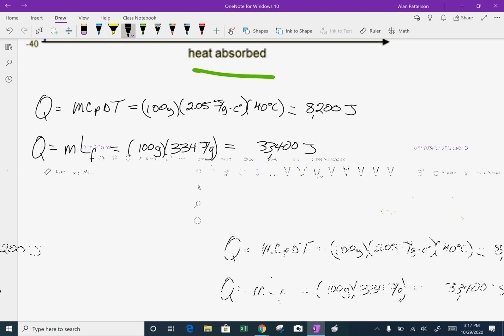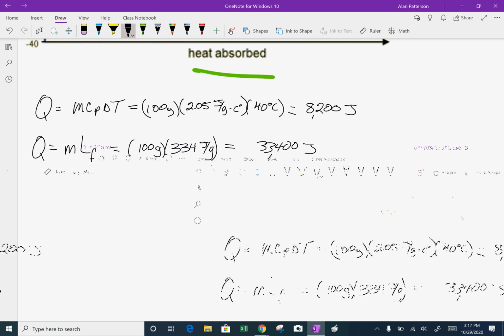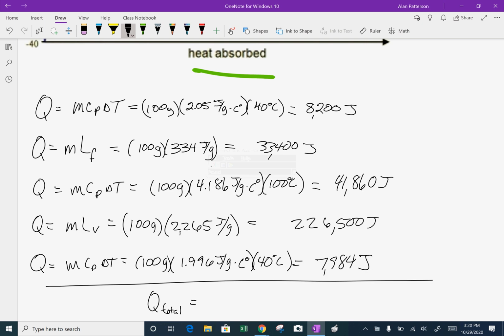To melt that same amount of water, we're just overcoming intermolecular forces. It requires 33,400 joules. So quite a bit of difference there. It takes more energy to overcome the intermolecular forces than just to speed up the particles. All right, let's continue with this and see what it takes to get that total amount of water up to the 140 degrees Celsius.